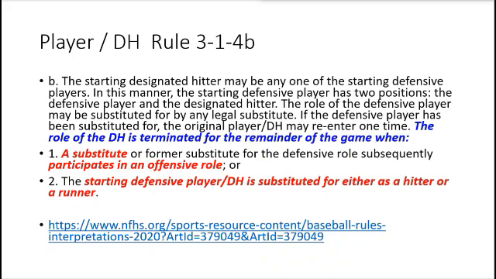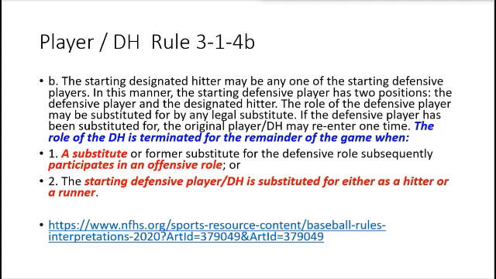In 4B of this rule, the rule allows for a player to be his own DH. In this manner, the starter has two positions. He is the DH and he is a defensive player. The role of the defensive player may be substituted for by any legal substitute. However, the designated hitter position is terminated.